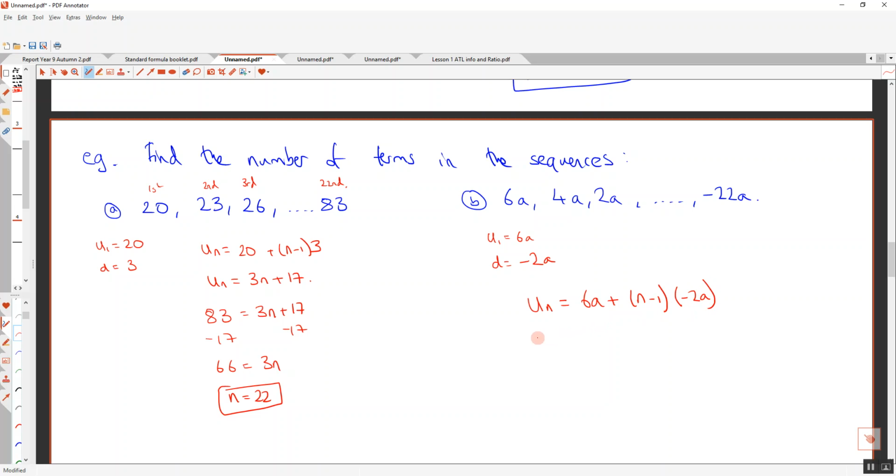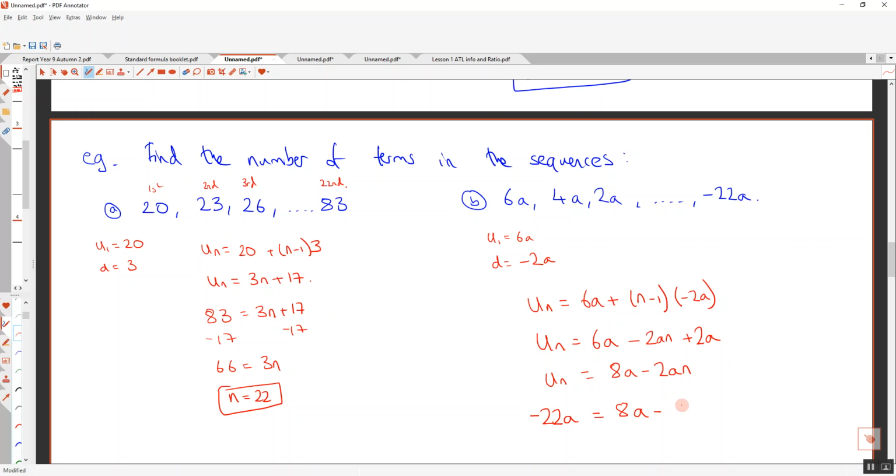Ooh, look at all this lovely algebra. Okay. So what am I going to get when I expand this? Plus 2a, yeah, so 6a, take away 2an. Negative times a negative is a positive. Okay, so that gives me 8a, take away 2an, and then I need to sub in minus 22a.